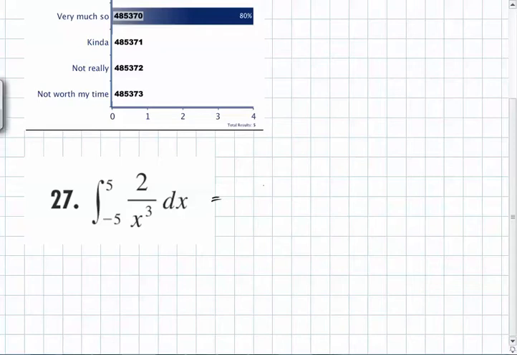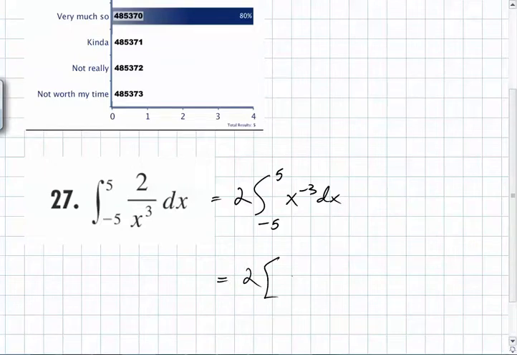So what would be a good way to rewrite this so that it would be easier to integrate? Yeah, pull out the 2 and then make it x to the what? Yeah, you can pull out constants across integral signs. That's fine. Can you integrate x to the -3? Sure. What do you end up with?